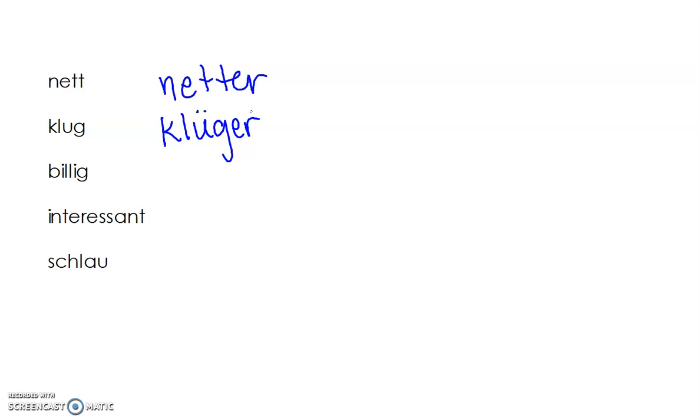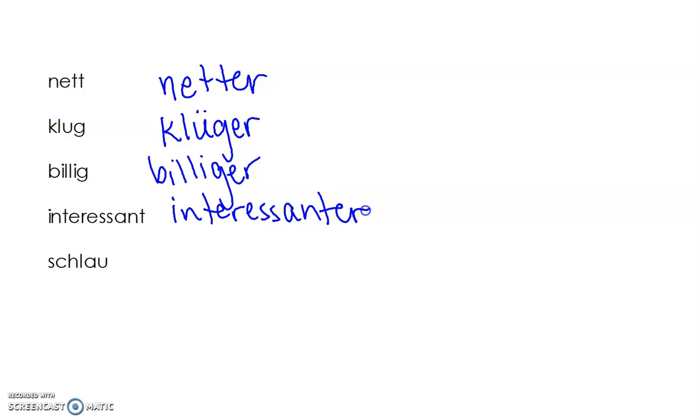Billig, is that 1 syllable? No. So we're not adding umlauts here. And then we just add an -er ending and we get billiger. Interessant, is that 1 syllable? No. So we just add an -er and we get interessanter. Schlau, is that 1 syllable? Yes. Does it have a single a, o, or u vowel? It has an a, it has a u, but it's not just one of those. It's actually a diphthong there, so we do not add umlauts to it. We just add an -er.